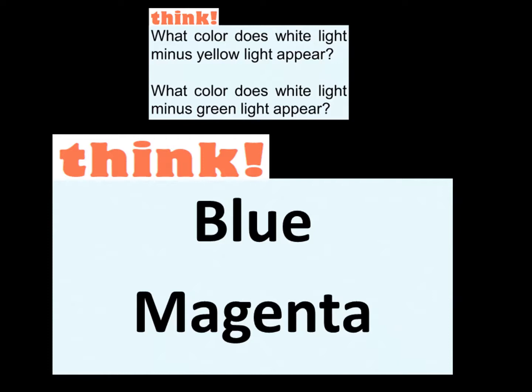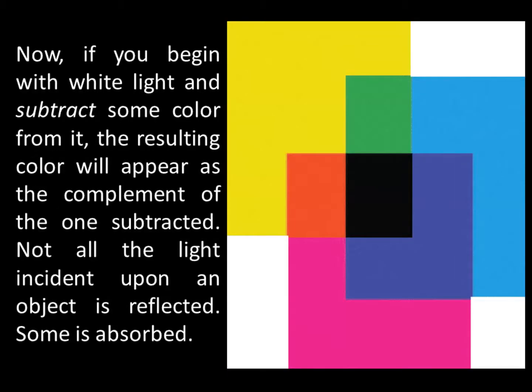So what we're starting to get into now is we're using the additive color discs, and we're talking about subtraction of color. Now, if you begin with white light and subtract some color from it, the resulting color will appear as the complement of the one subtracted. Not all the light incident upon an object is reflected. Some is absorbed. So now we're going to get a little bit into color subtraction.